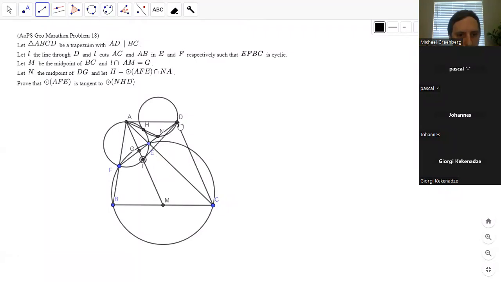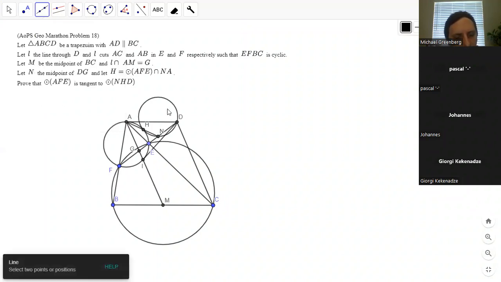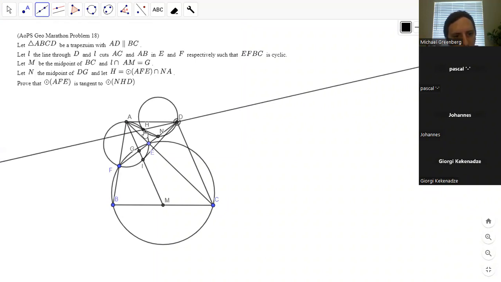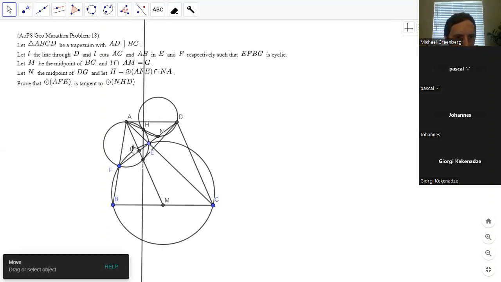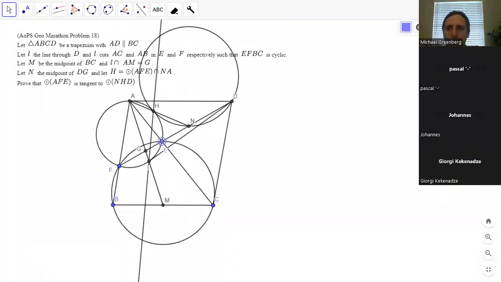All right. So we could either try to draw this point and show a homothetic. Is this perpendicular? No, not necessarily.